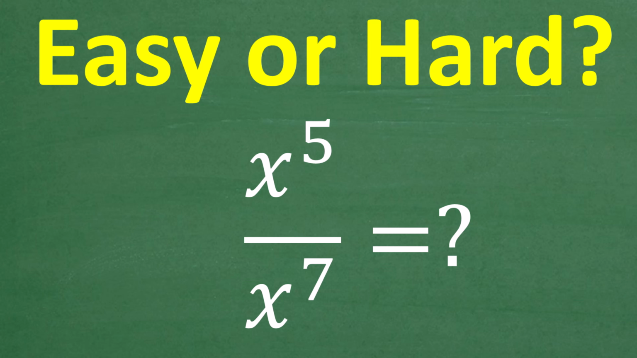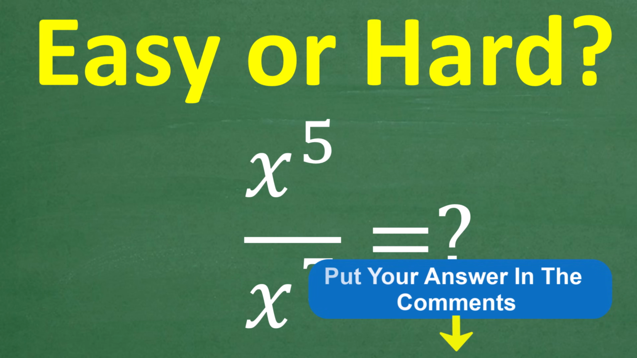Let's learn some algebra step by step. And we're going to tackle this problem in this particular video. What we have here is x to the 5th power being divided by x to the 7th power, and what we want to do is simplify this expression. So if you know how to do this problem, go ahead and put your answer in the comment section.